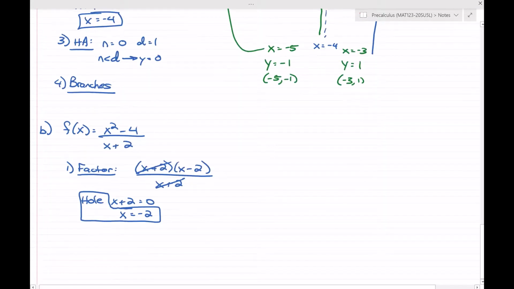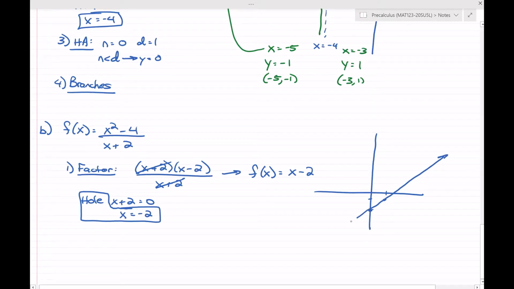In this case, we do have a hole at negative 2. And actually, we're just left with x minus 2. I mean, x minus 2 over 1, right? Well, that's not a rational function anymore. That's a linear function whose y-intercept is negative 2. And then we're going to go up 1 over 1. That's what the graph looks like.